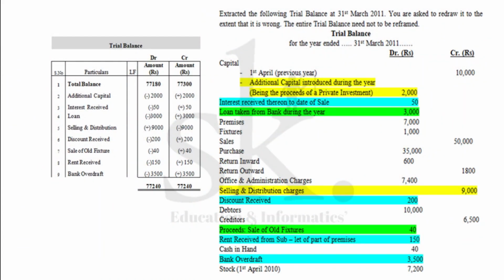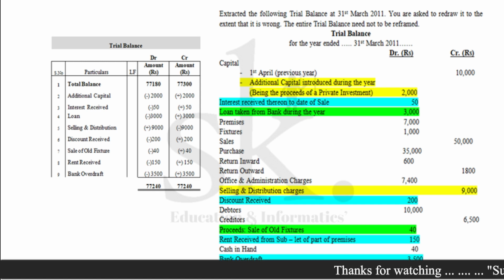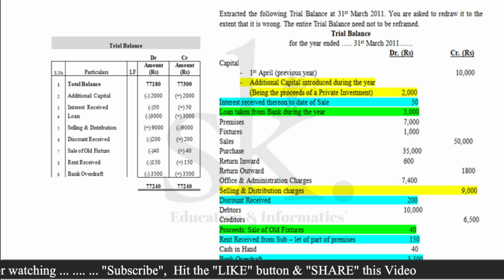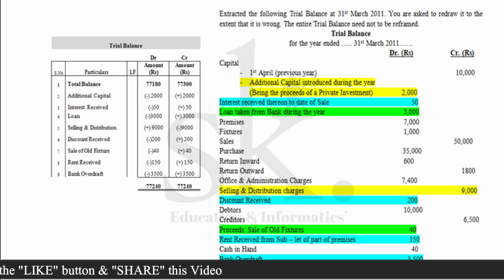So once we have adjusted all possible ledger account balances which have been wrongly recorded either on the debit or the credit side, now we need to make the total of the trial balance. And once we make the total of the trial balance, we'll see the trial balance now will tally. So I hope you have understood the concept of how to draw a trial balance without redrawing it completely. We have only worked on the mistakes which are there, and we did not need to reframe the entire trial balance. I hope the concept is clear.